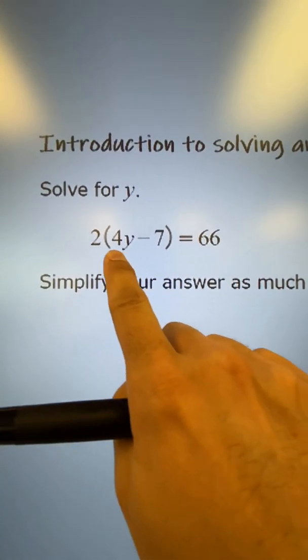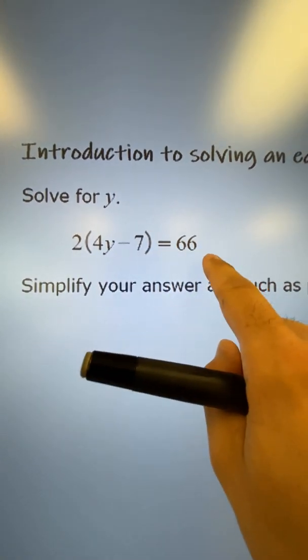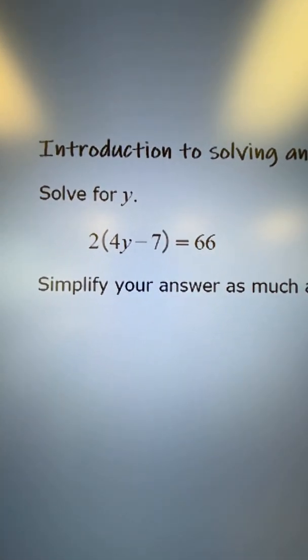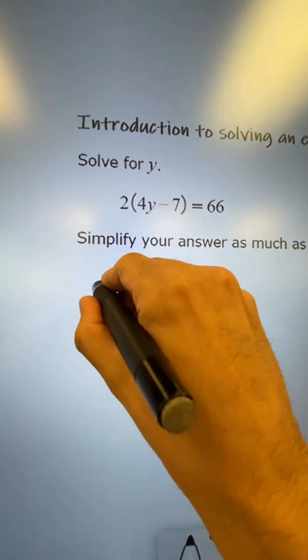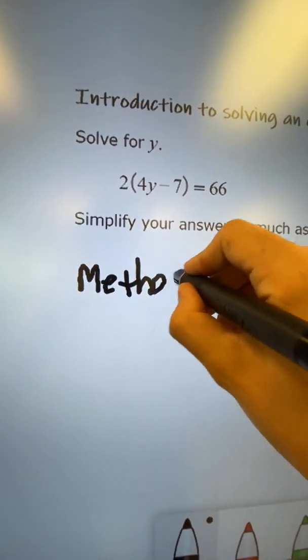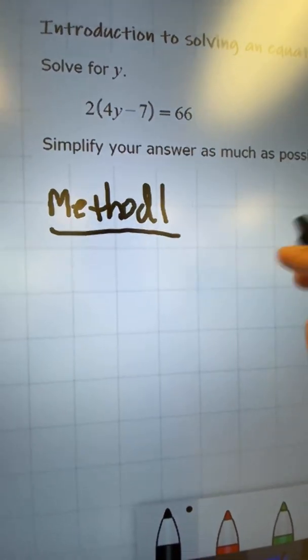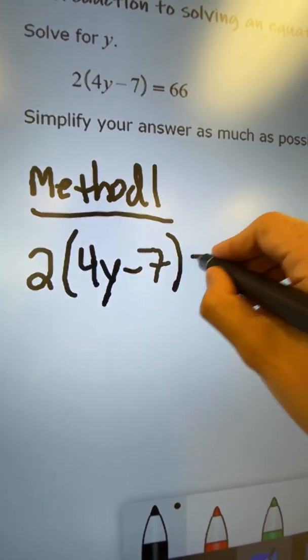So again, if you see a problem like this, where you have parentheses, a number on the outside multiplied with that, equal to another number, I'm going to show you two different methods to use. First thing I'm going to do is write down the problem. Let's call this one method 1. So method 1 is going to be, let me write it down, 2(4y minus 7) equals 66.